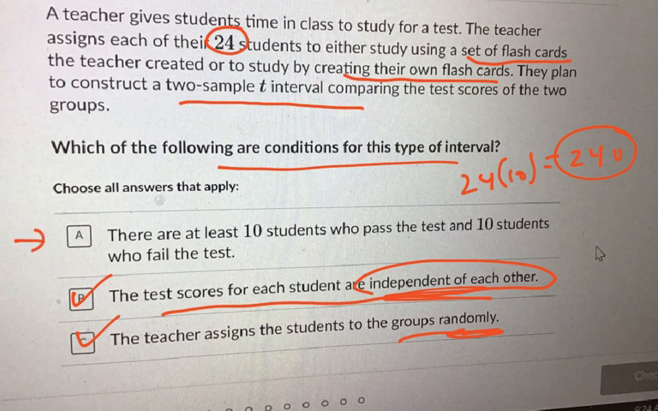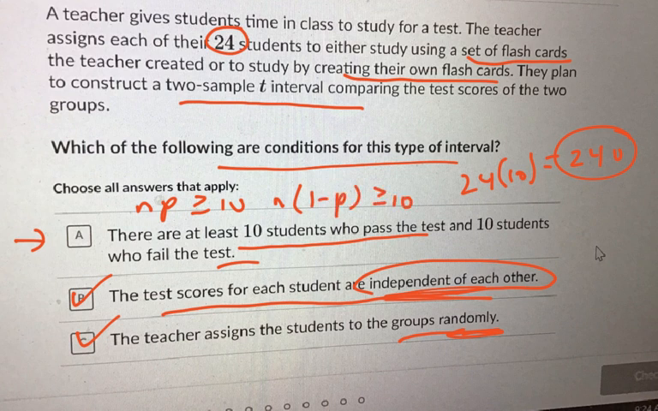Now, A is a good answer, guys, except this is for proportions. Remember when we do NP greater than or equal to 10 and N times 1 minus P greater than or equal to 10? That's when we do proportions, which we will review again very shortly. So the only 2 really good answers in this case are B and C.